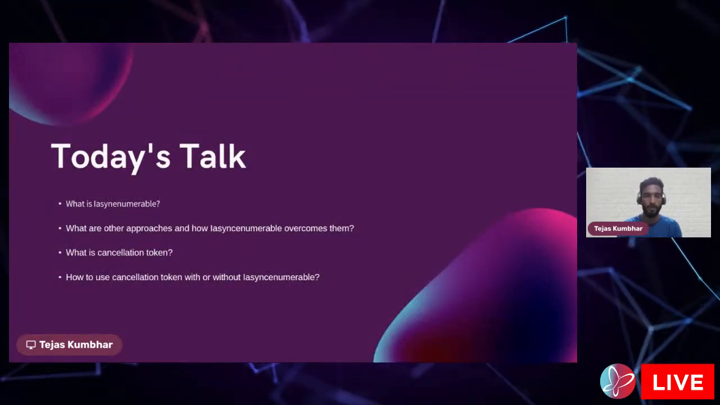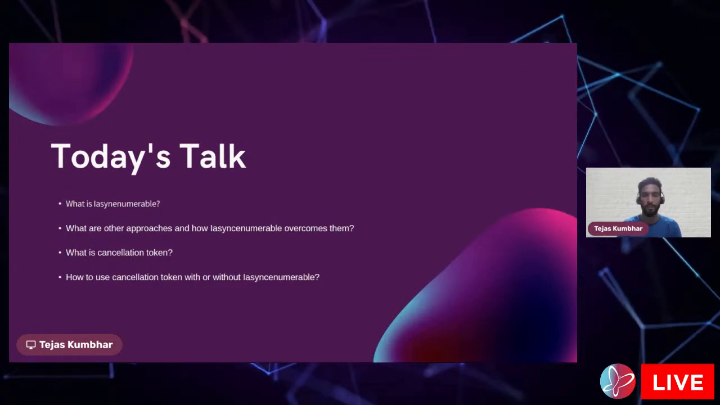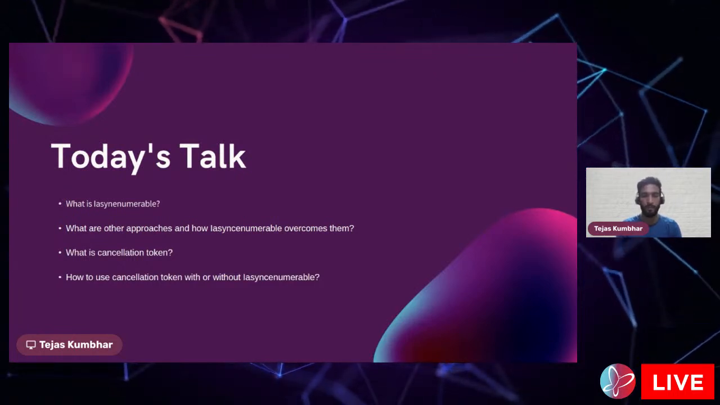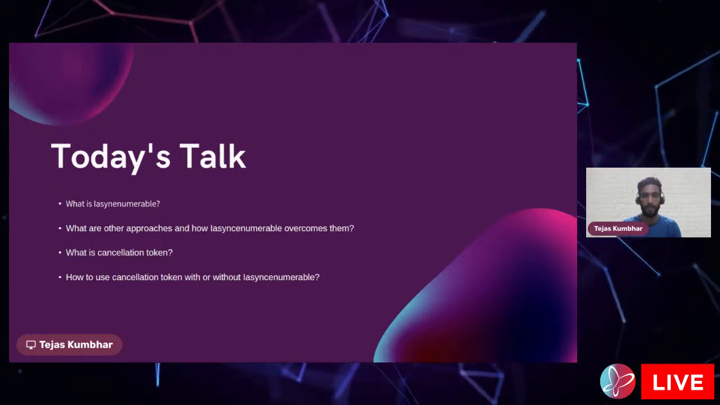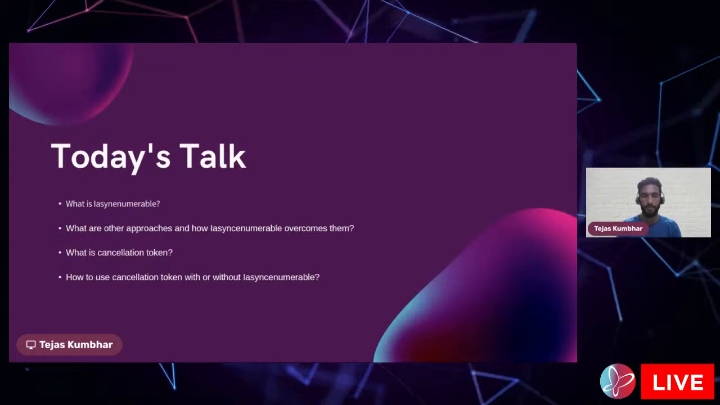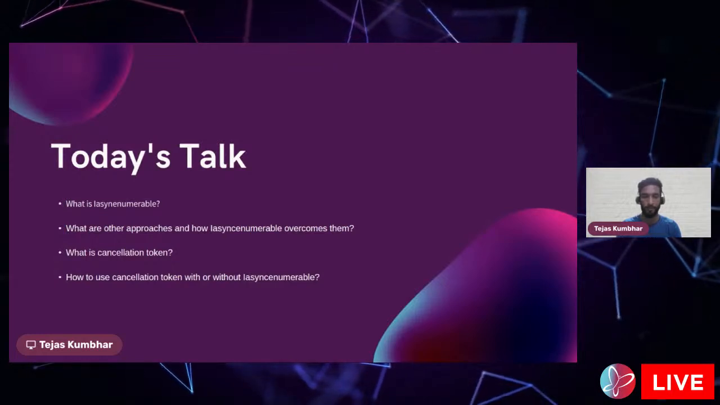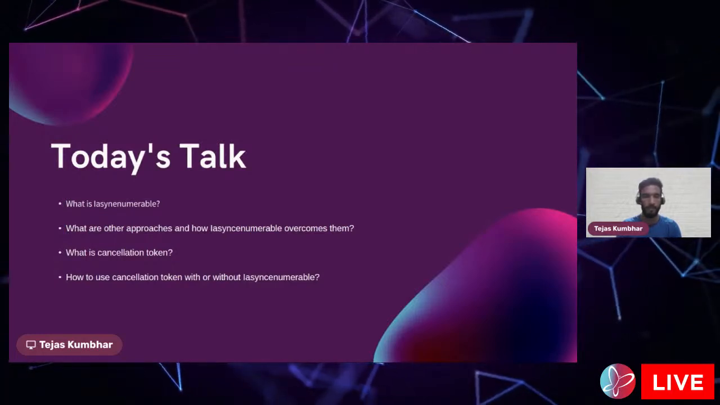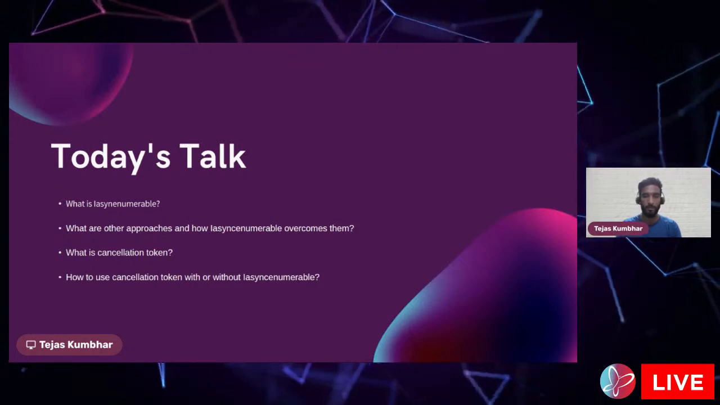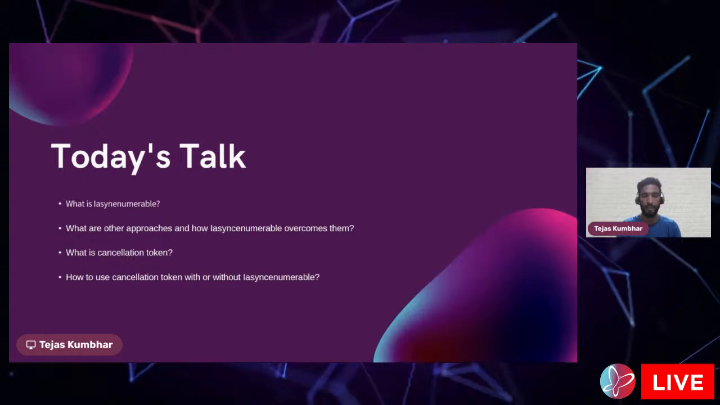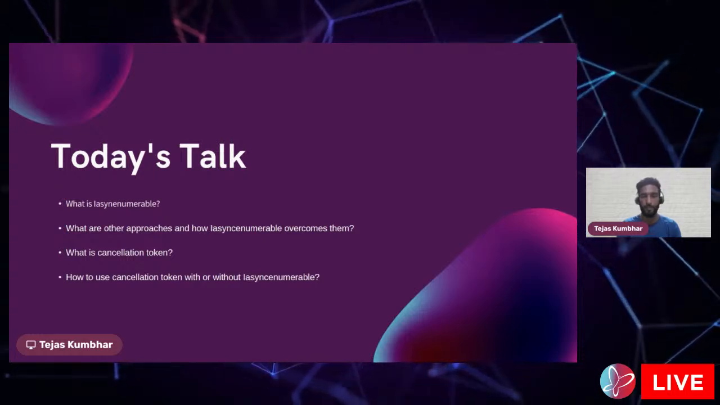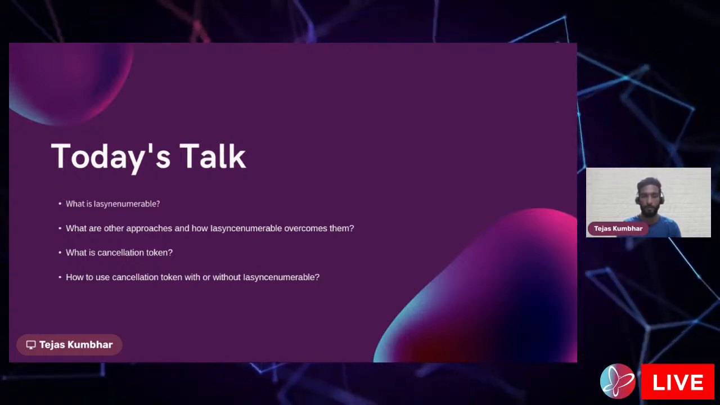Going forward in today's talk, we will learn what IAsyncEnumerable is, what the different approaches prior to IAsyncEnumerable are, and how IAsyncEnumerable overcomes the drawbacks of those prior approaches. The next thing we will learn about is the cancellation token, and the last one will be how the cancellation token can be used with or without IAsyncEnumerable, and what the different approaches are.